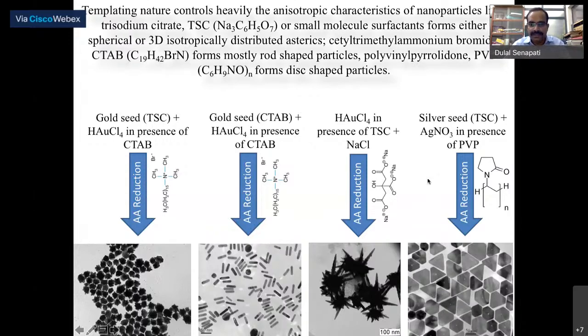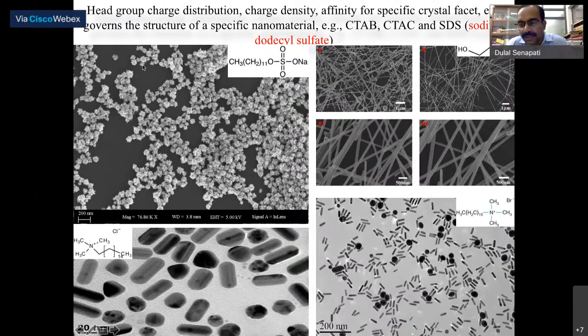Not only that, it also depends on the head group of the surfactants. So what surfactants are we using? We can use CTAB, cetyl trimethyl ammonium bromide. We can use cetyl trimethyl ammonium chloride. We can use ethylene glycol. We can use SDS, sodium dodecyl sulfate. Depending on the head group, they form different structures. You see the top left structure looks like a flower, for which we used SDS as the surfactant.